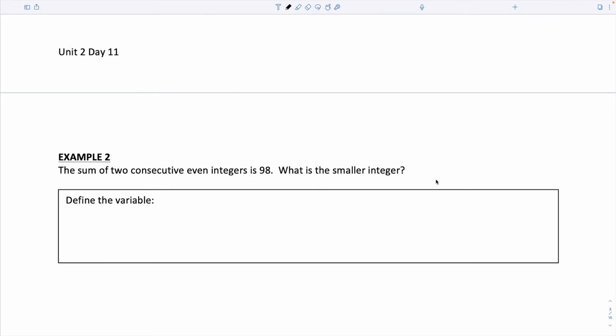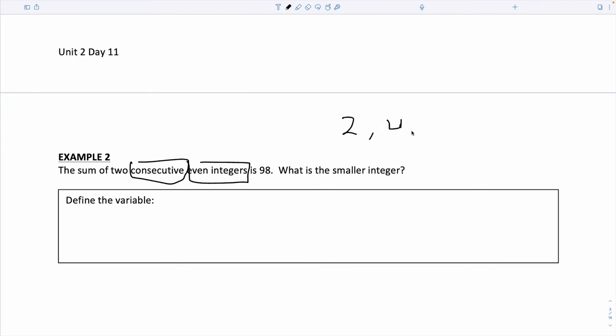Even integer is a thing you're boxing. It's still consecutive, so we're still going to box that. Well, if I want even integers, they're even numbers. Give me 3 even numbers that are next to each other on a number line randomly. What do you think? Sure, 2, 4, 6. Let's start there.